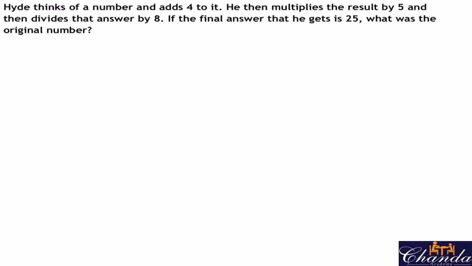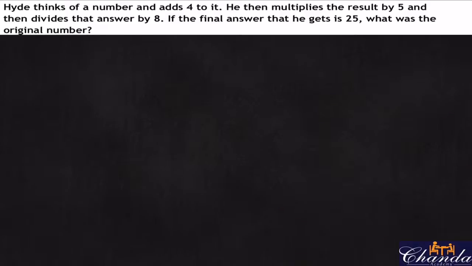Let me just change the background here so it's a little bit easier to read. Okay, so this says, Hyde thinks of a number and adds 4 to it. He then multiplies the result by 5 and then divides that answer by 8. Now the final answer that he gets is 25. What was the original number?